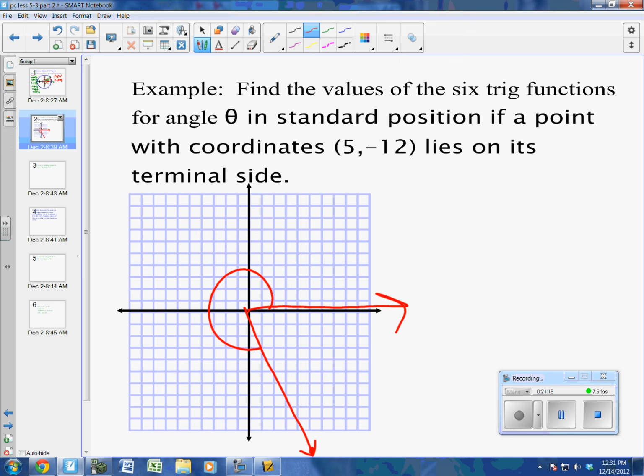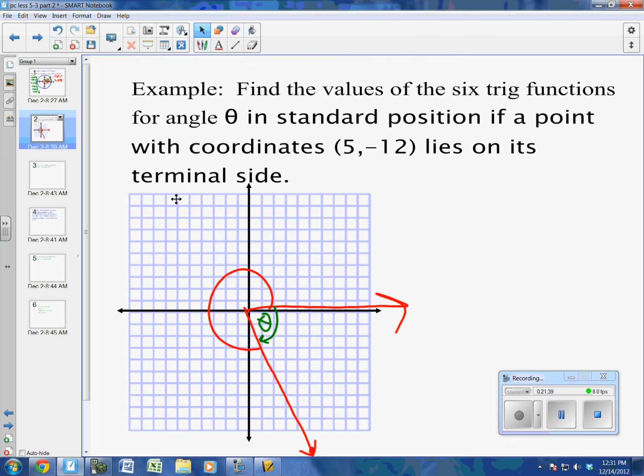But we are going to use the reference angle. Where would the reference angle be? Remember what a reference angle is? You got it right, Bryce. It's between the terminal side and the x-axis. So where would it be? It would be this angle right here, right? It would be that angle.